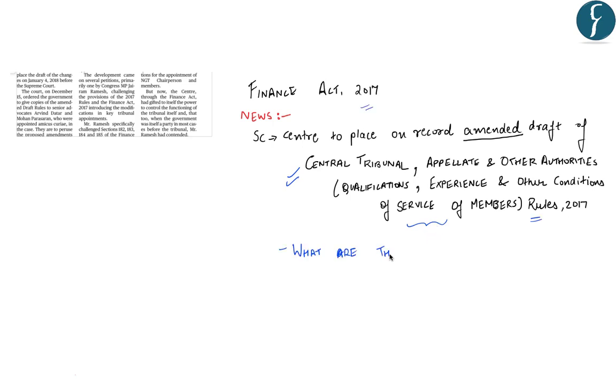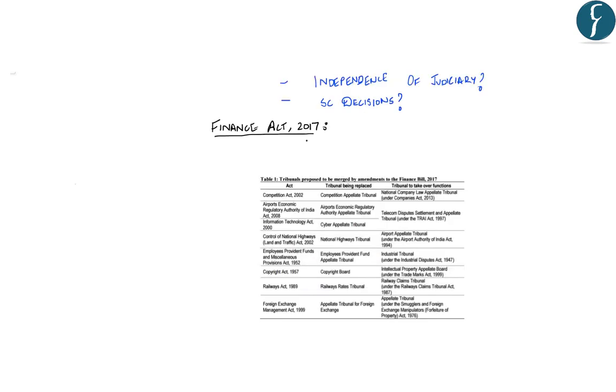So let's understand what are the amendments proposed by the government, how they violate independence of judiciary, and what are the past decisions of Supreme Court on tribunal appointments. Now the Finance Act 2017 proposes various amendments with respect to tribunals. It contains various provisions. The first provision is this. It proposes to merge or replace various tribunals with some other tribunals.